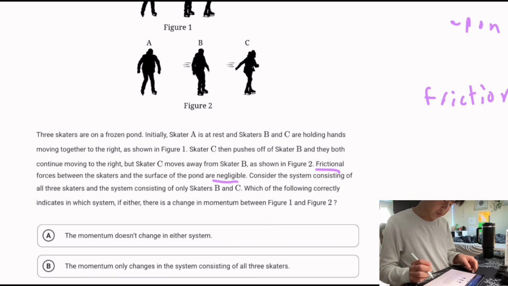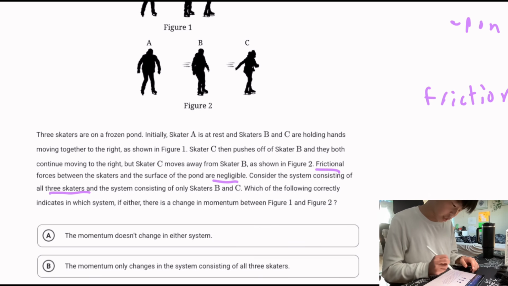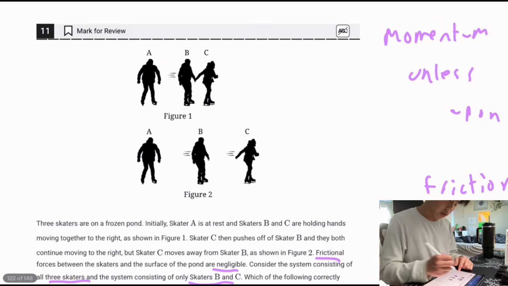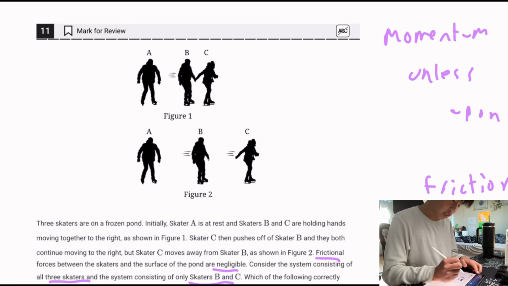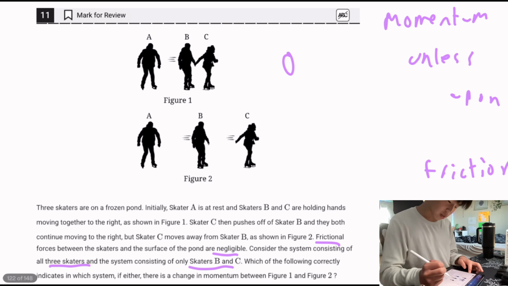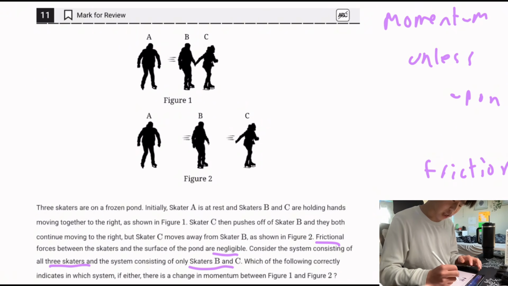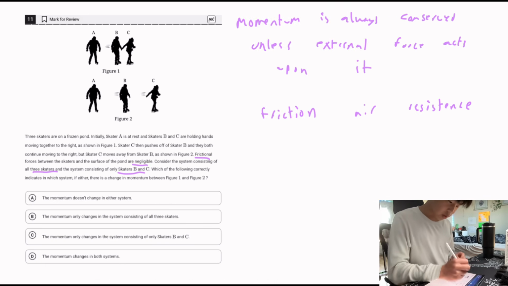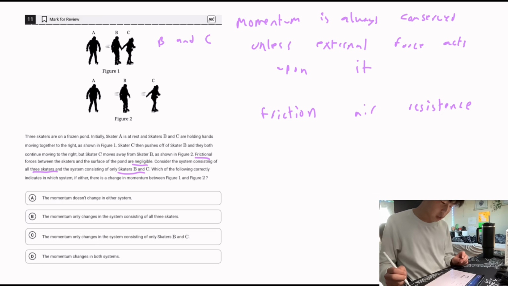Okay? So it's saying all three skaters, and skaters B and C. Person A is stationary both times, so his velocity is going to be 0. For both systems, he has no impact on the momentum, which is mv. So in both cases, it's only going to be skaters B and C, and they illustrate the concept of conservation of momentum because there's no friction, so there are no external forces.